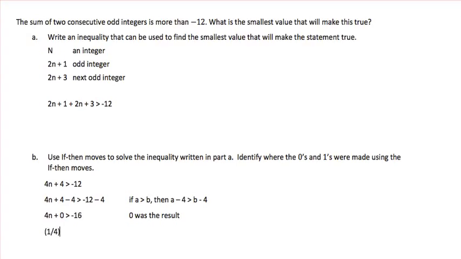And 1/4 times 4n will be greater than negative 16, or 1/4 times negative 16. And again, we're really saying if A is greater than B, then A times 1/4 is also greater than B times 1/4.